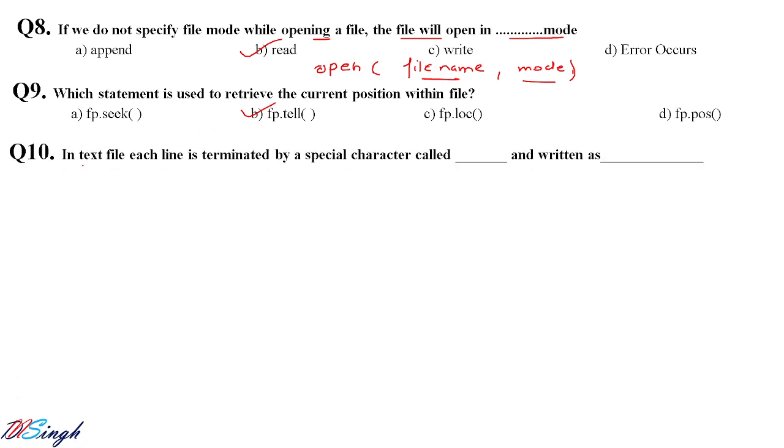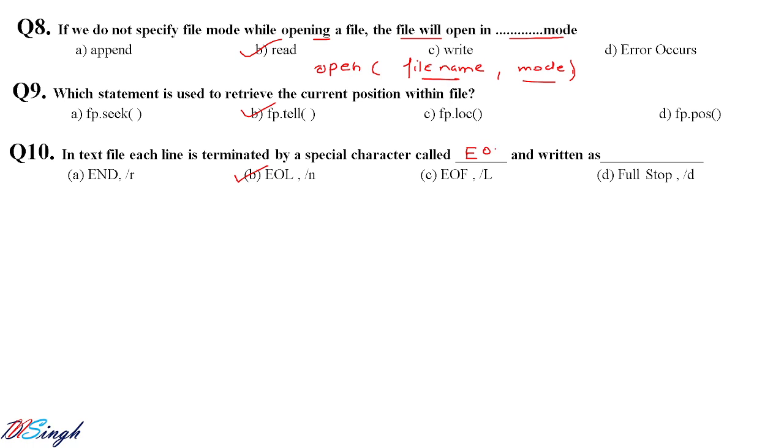Let us see the next question. In the next file, each line is terminated by a special character, then blank and written as. Let us see the question. So each line is terminated by what? End of line character, and it is written as /n. So this option is correct.